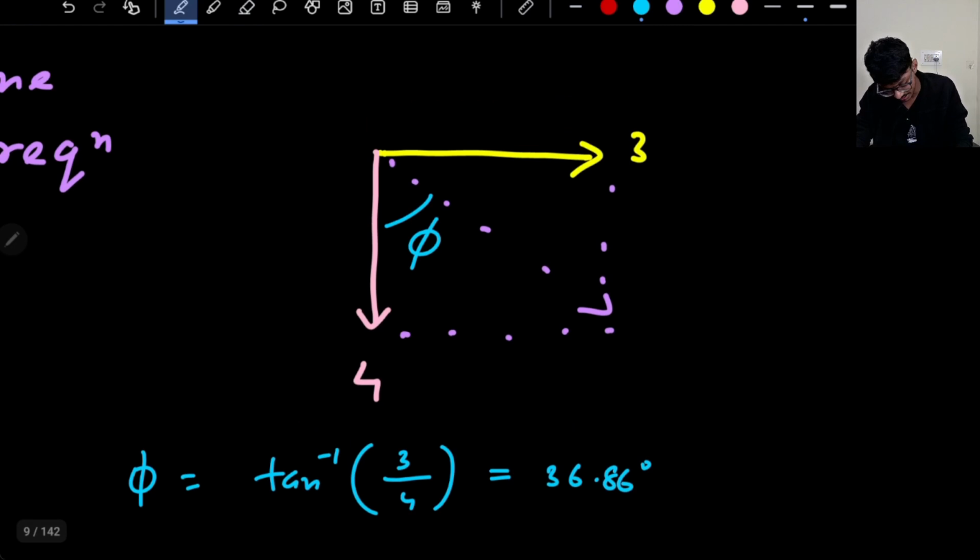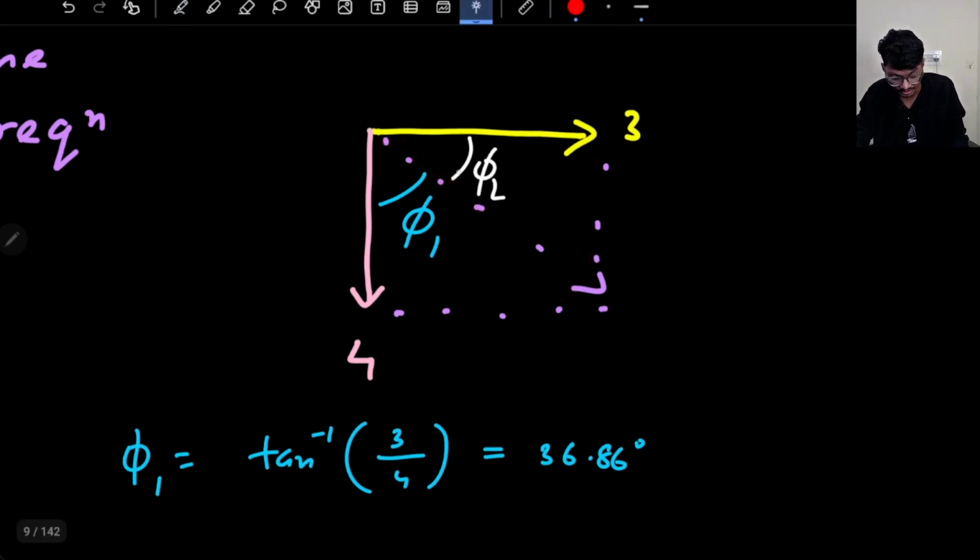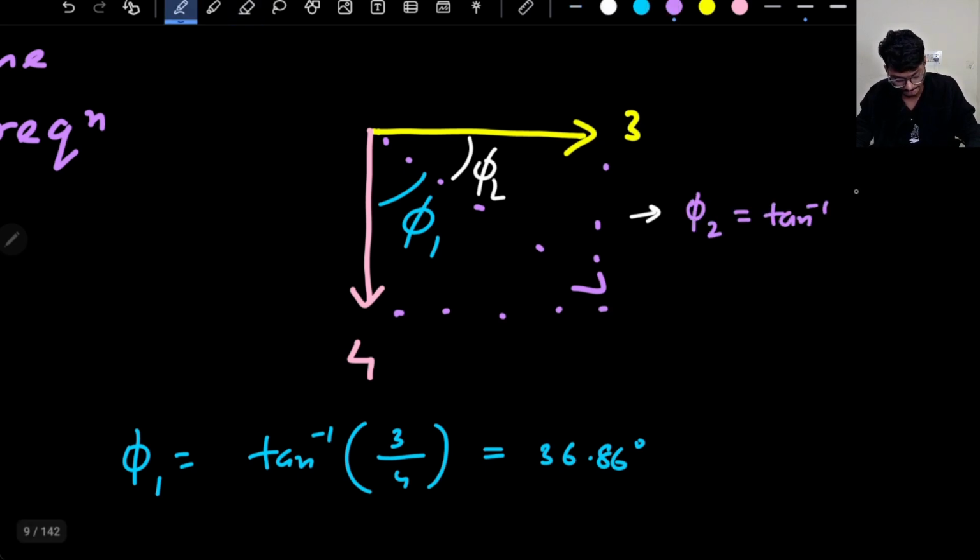And if you want to measure like this, let's say this is phi 1. What will be your phi 2? Again this is a separate triangle, correct? Here what is the base? The base in this triangle is 3, and the altitude is 4 in this case. So the formula becomes different depending on where you take the initial reference. So my phi 2 will be equal to tan inverse of 4 height by 3 base. So this will be 53.13.